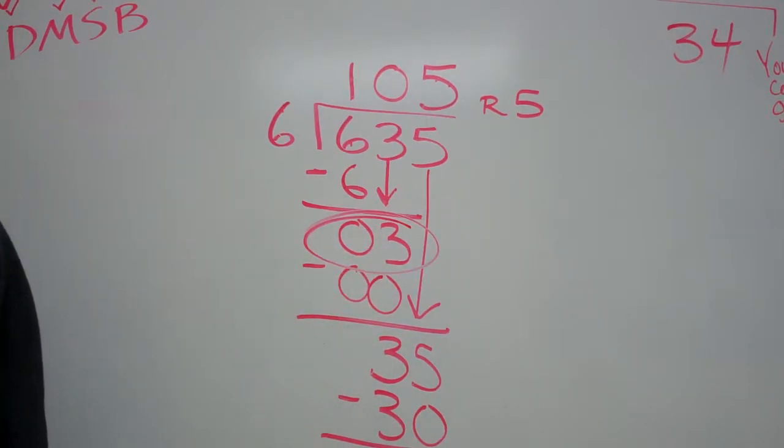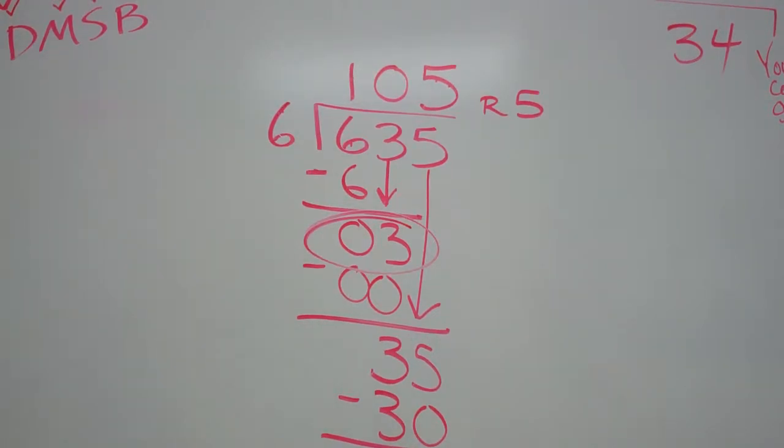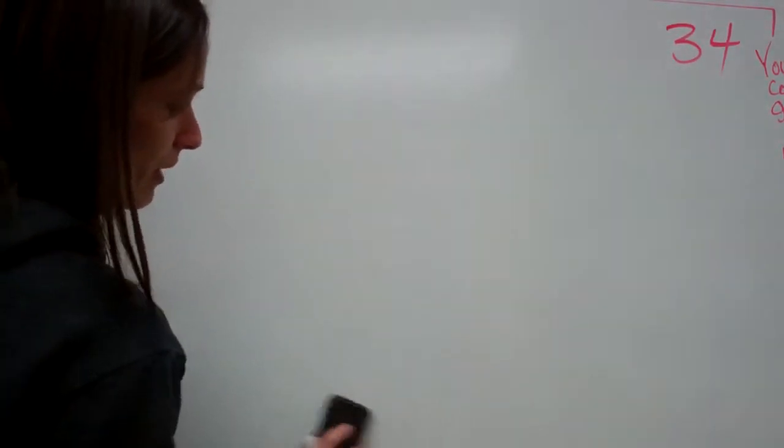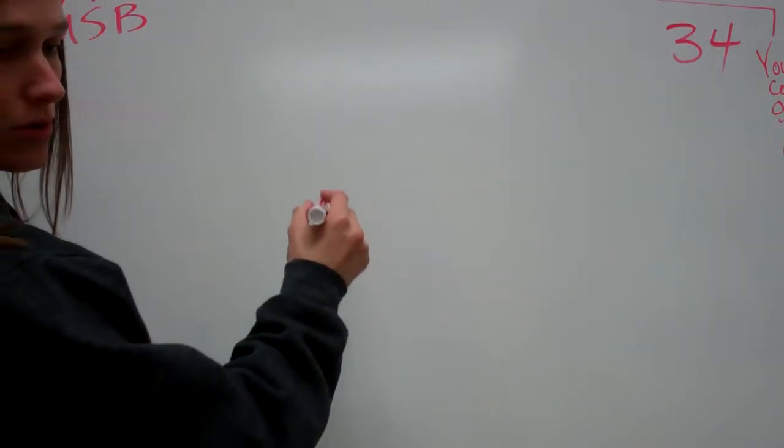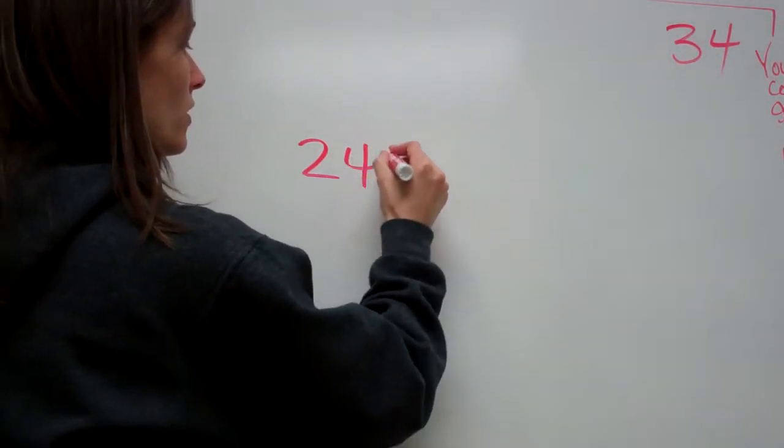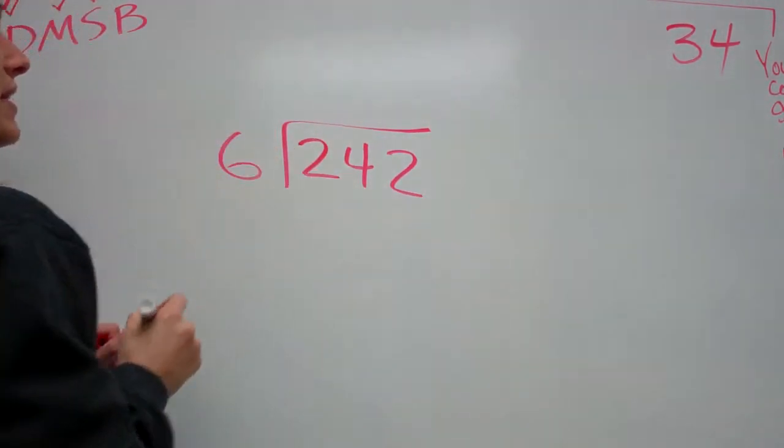Got it? Is this right, or is it just supposed to be 4? 6 times 4 is 24. Which number is that? Is that B on the list? Let's do it together. Somebody read it for me. 242 divided by 6.